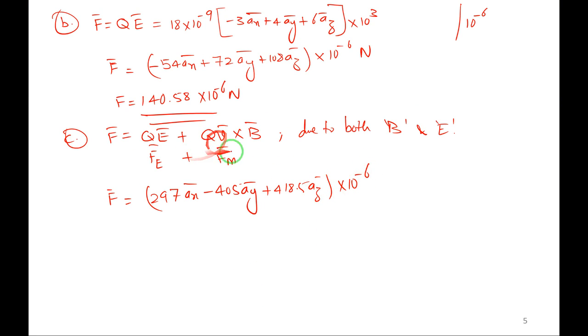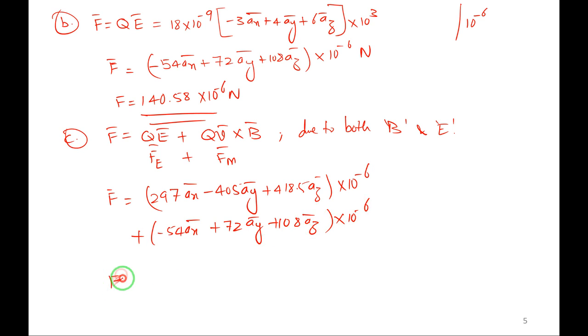Next, add this vector, FM vector. Here I have this. So this is QE, right? Due to magnetic field I have written first. This one we have written, this one. Next, F equal to QE we have here. So this is the vector. Let me write it here. Plus minus 54ax plus 72ay plus 108 az into 10 power minus 6.